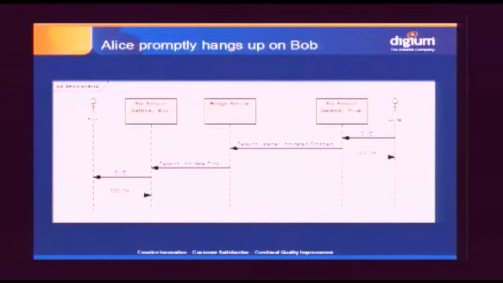So the SIP bye comes in. Again, the indication is passed on to the bridge service because it is a listener of that endpoint. The indication is forwarded on to Bob's endpoint, which turns that into the SIP message bye. And then it processes the OK and tears down the endpoints or the sessions for those endpoints.